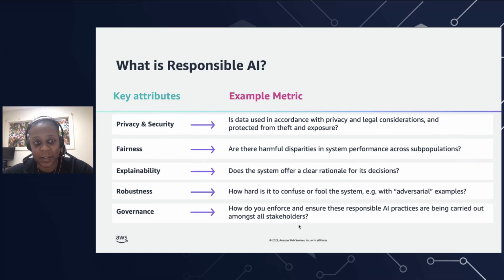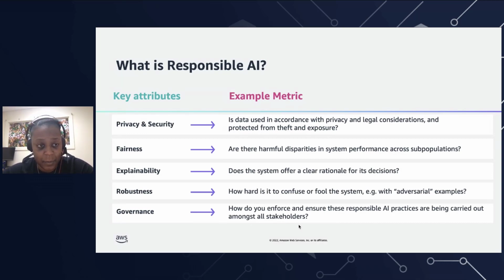So, what is responsible AI and those components that I was talking about? Well, one is privacy and security. Basically, we're saying, is the data used in accordance with privacy and legal considerations and protected from theft and exposure? Something that really should be considered in all applications, whether it uses AI or not, but especially in terms of AI because the core of AI ML starts with the data.